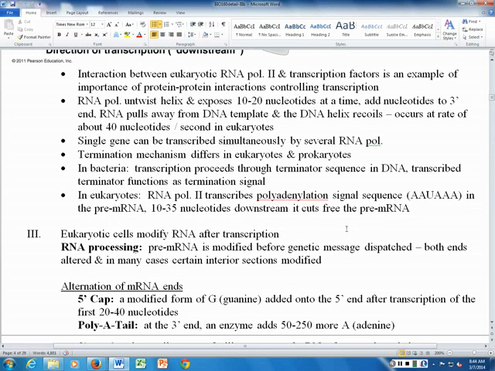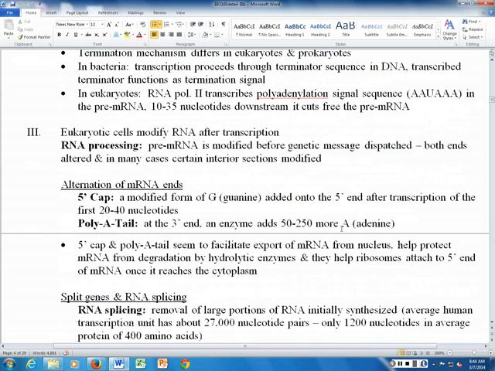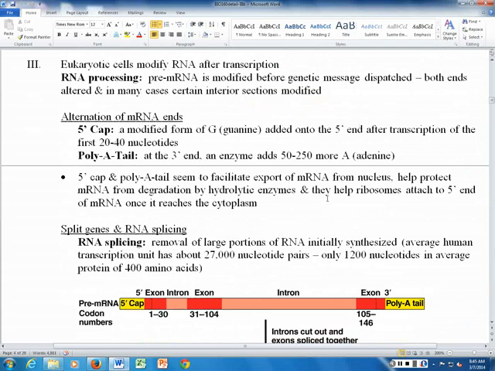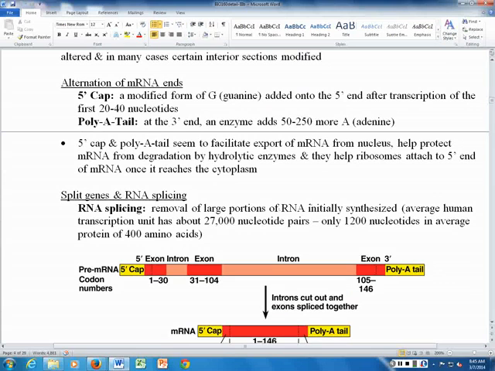So when you have this pre-mRNA, it has to be processed and cleaned up. And so we have to clean up the ends on this. So at the start end, you've got this 5' cap on here. That's going to be a modified form of guanine, and it's 20 to 40 nucleotides. It's going to help to protect the end of the mRNA, and then also help to facilitate getting it where it needs to be.